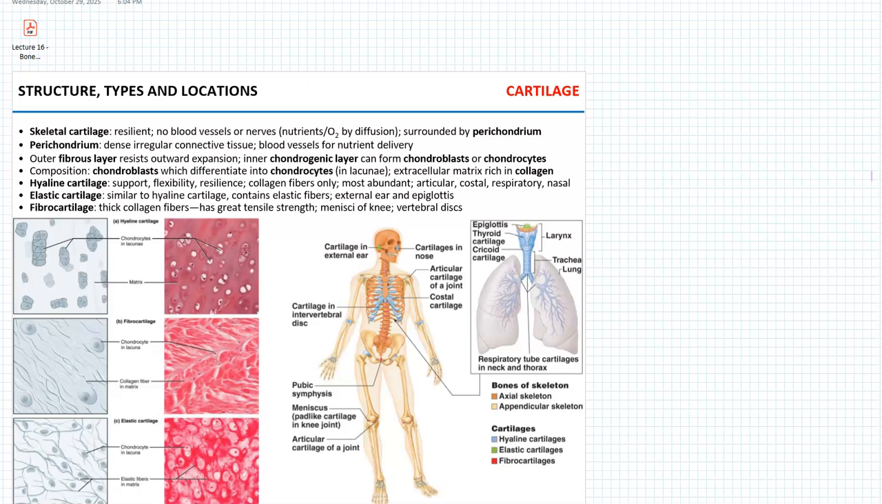Today we remember what we finished in our lecture on Monday. That's the last bit that's going to be on the exam next week. Okay? So today we start talking about the physiology of bone.